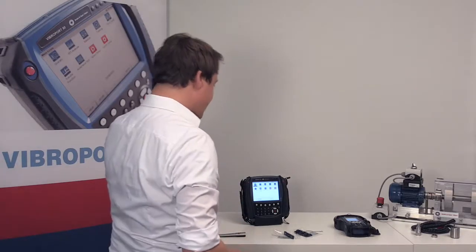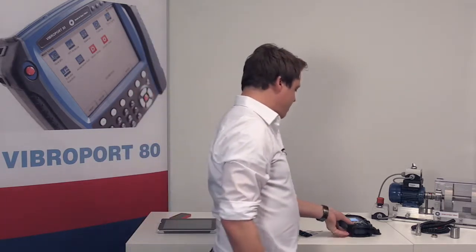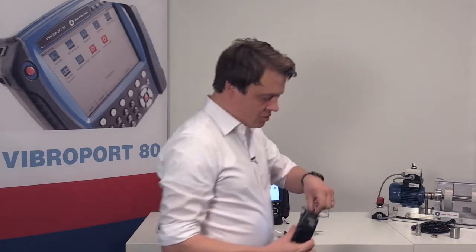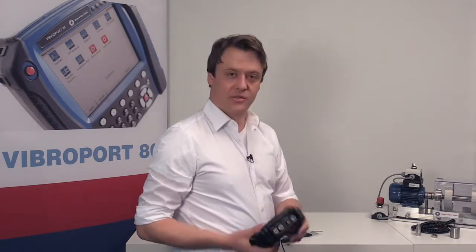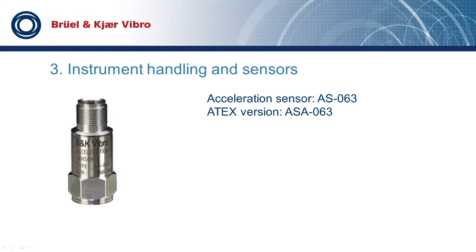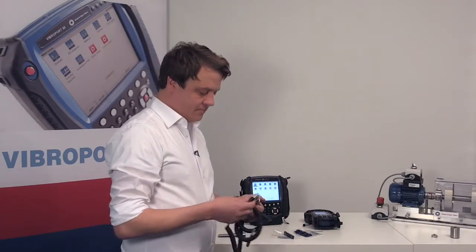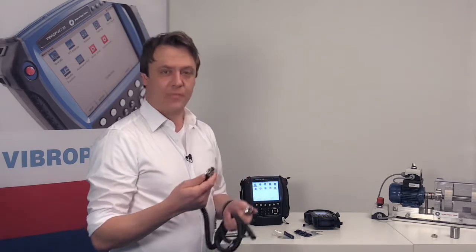Okay, let's come to how we measure with that instrument. It is important to know that the connectors, the hardware interface, are exactly the same. I repeat this. So you will need first a sensor to measure, obviously. This is our standard sensor, which we deliver with the instruments. It's an AS063. You will need a cable to connect the sensor. This is a screw-type connector.